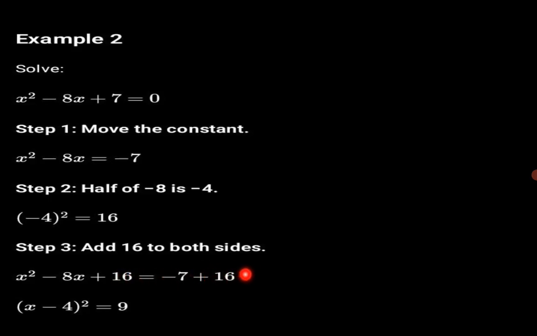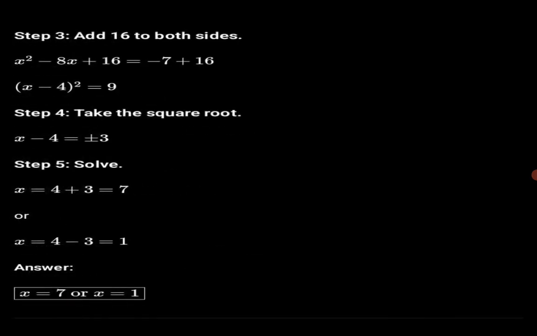Minus 7 plus 16 is 9, and rewriting this as a perfect square will give you, open brackets, x minus 4 close brackets squared. Then you take the square root of both sides. Taking the square root of both sides will give you x minus 4 equals plus or minus 3. Square root of 9 is plus or minus 3, remembering all the time that the square root of any number is plus or minus.